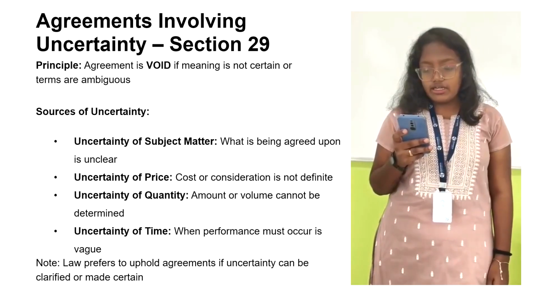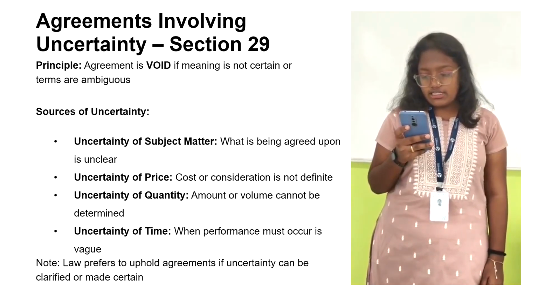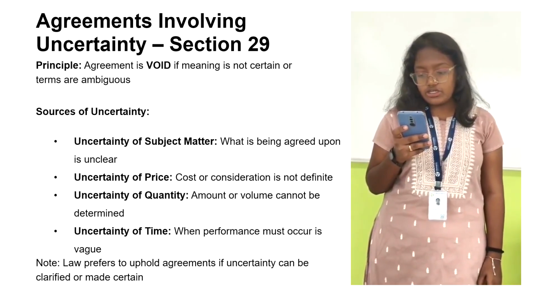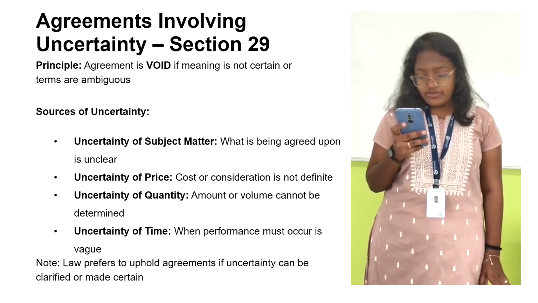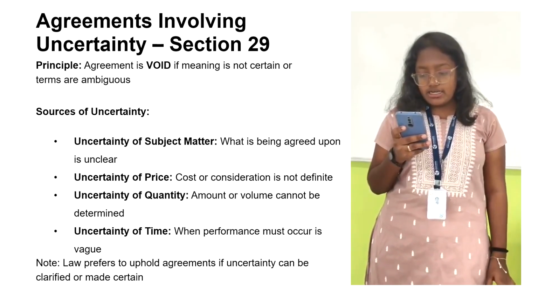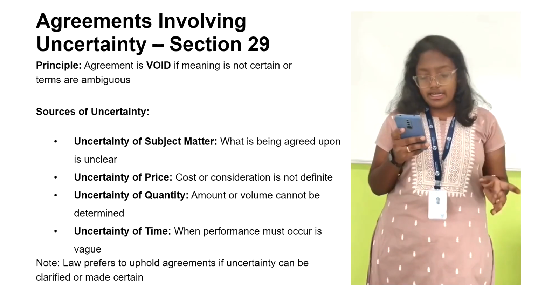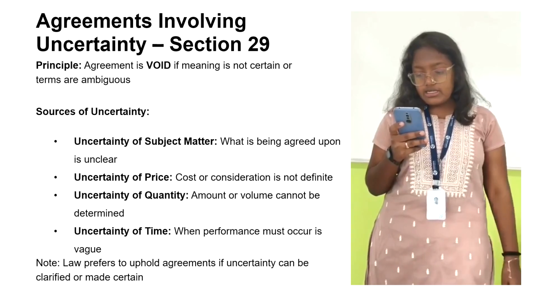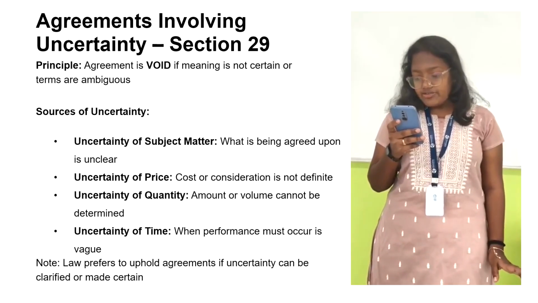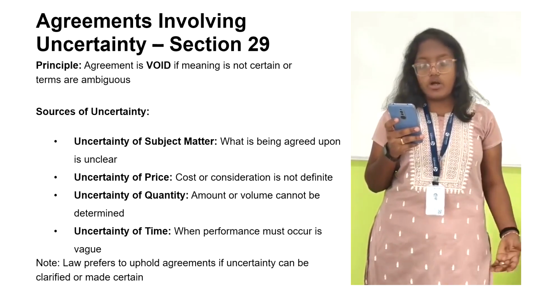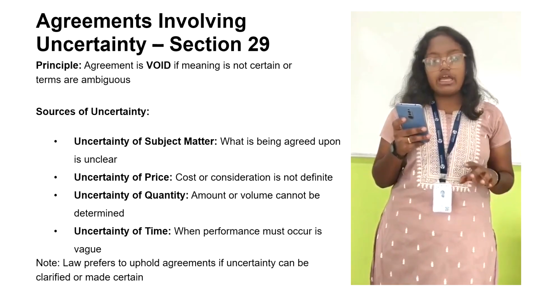Uncertainty in agreements. According to Section 29 of the Indian Contract Act, 1872, an agreement is void if its meaning is not certain or it is not capable of being made certain. The law requires that the terms of a contract must be clear and definite. If the court cannot understand what exactly the parties agreed to, the agreement cannot be enforced.